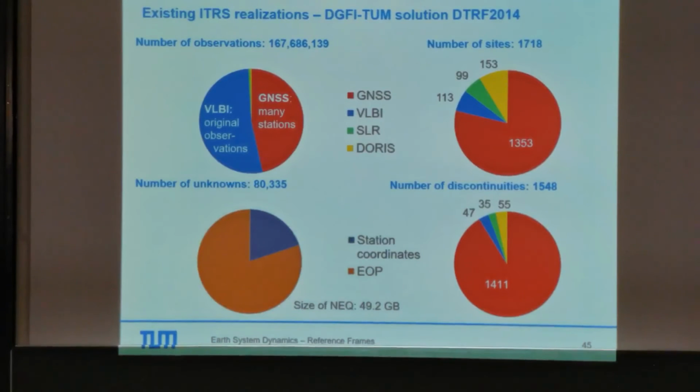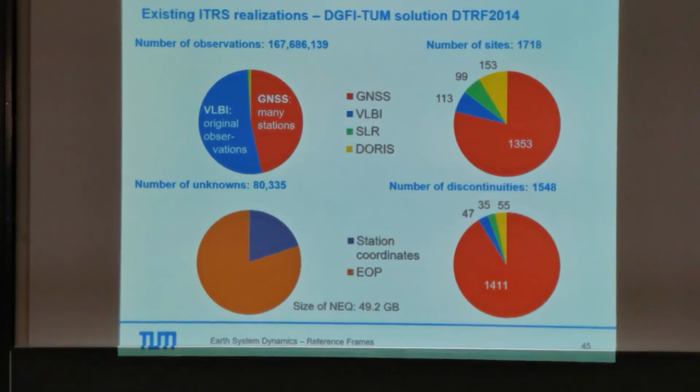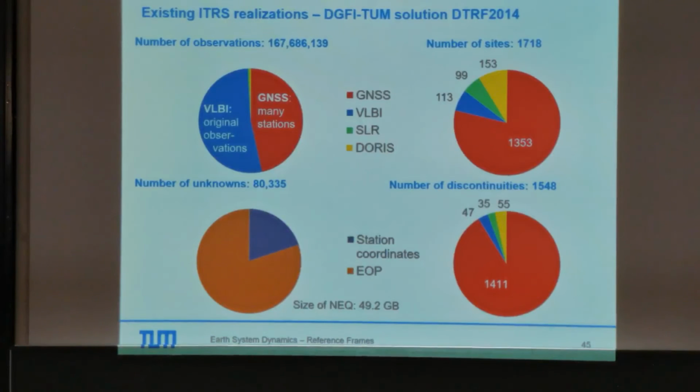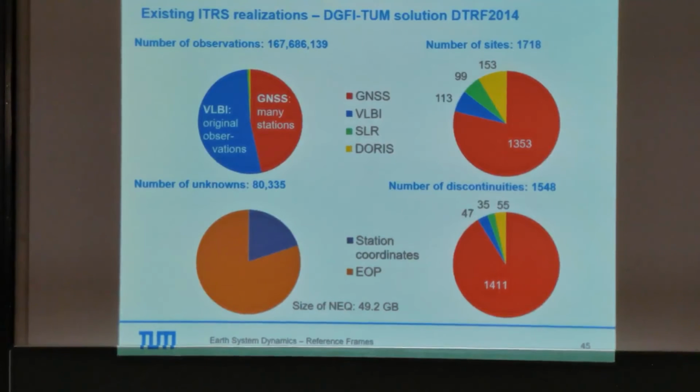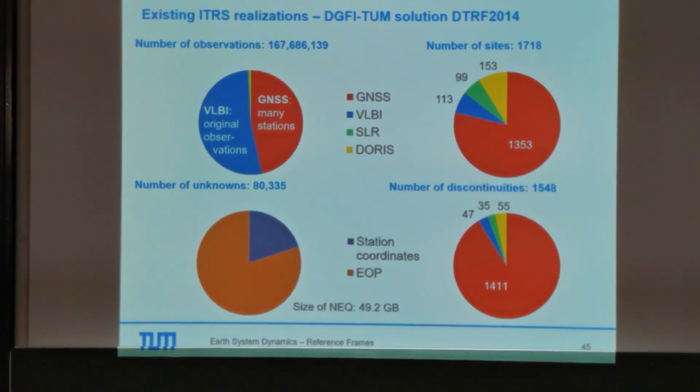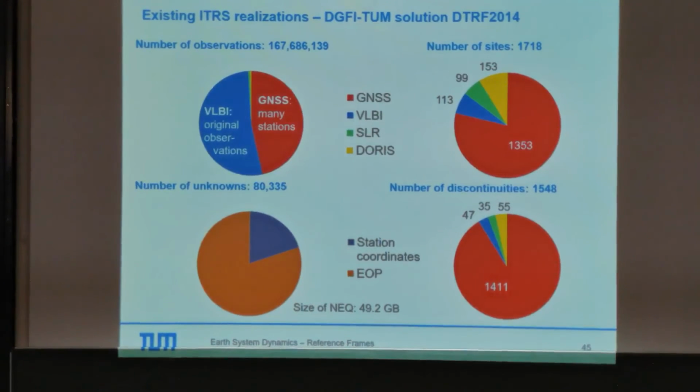And this brings us to the final number, the number of unknowns. So we estimate roughly 80,000 unknowns, but only 1/4 of these unknowns are the station coordinates and velocities. The 3/4 are the EOP. The EOPs are that many because you can imagine you have 40 years of data, and each day you have 5 EOP, and they are estimated with a daily resolution. So 40 times 365 times 5 is the number of unknowns for the EOP you estimate within the equation system.